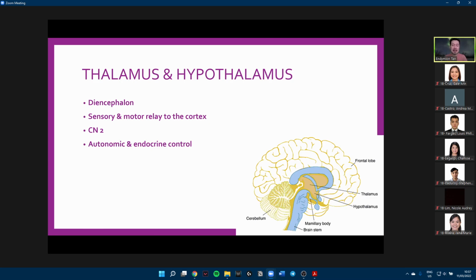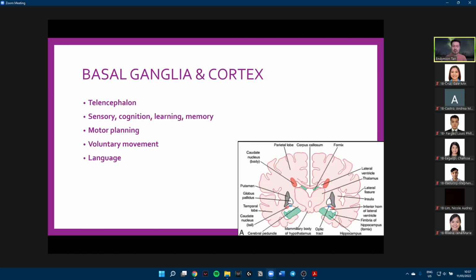Okay, so that's the thalamus. The hypothalamus is very important because of its endocrine control. You've learned in your first few weeks in physiology that the hypothalamus secretes releasing hormones, like corticotropin releasing hormone, thyrotropin releasing hormone, etc. Endocrine control. The telencephalon becomes the basal ganglia and the cortex.